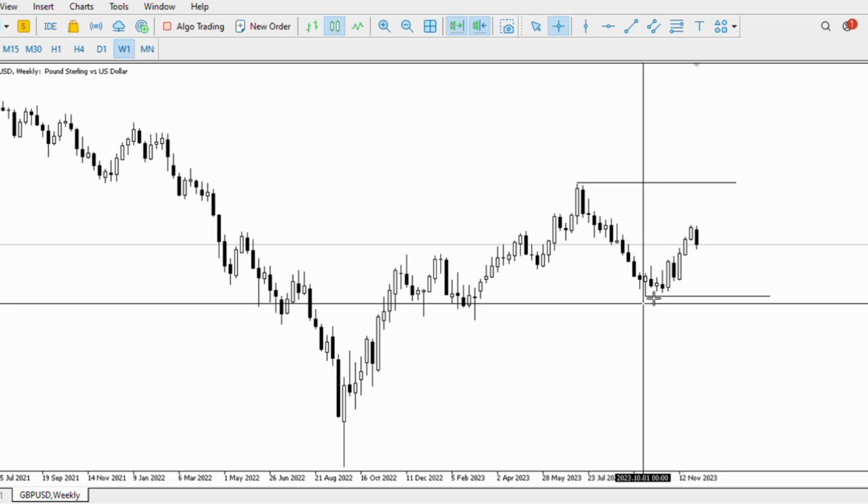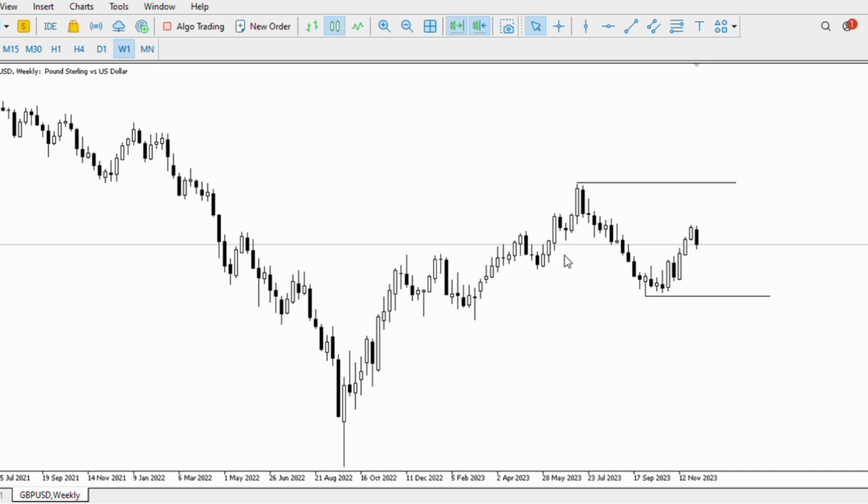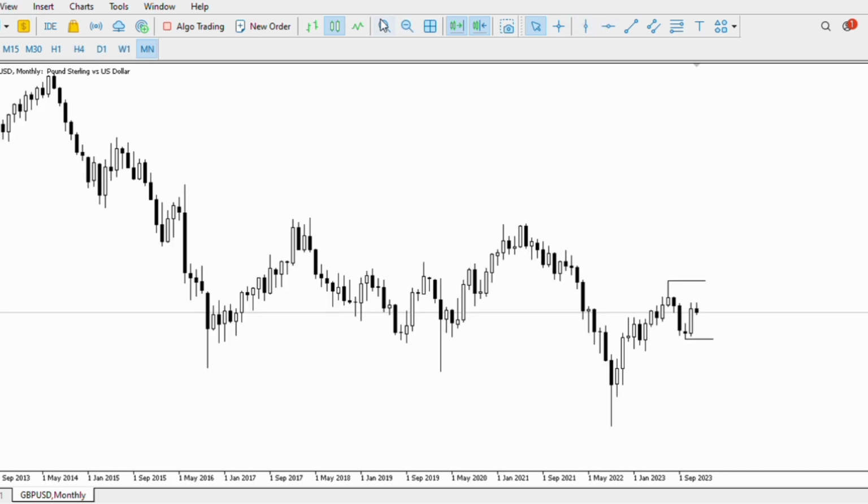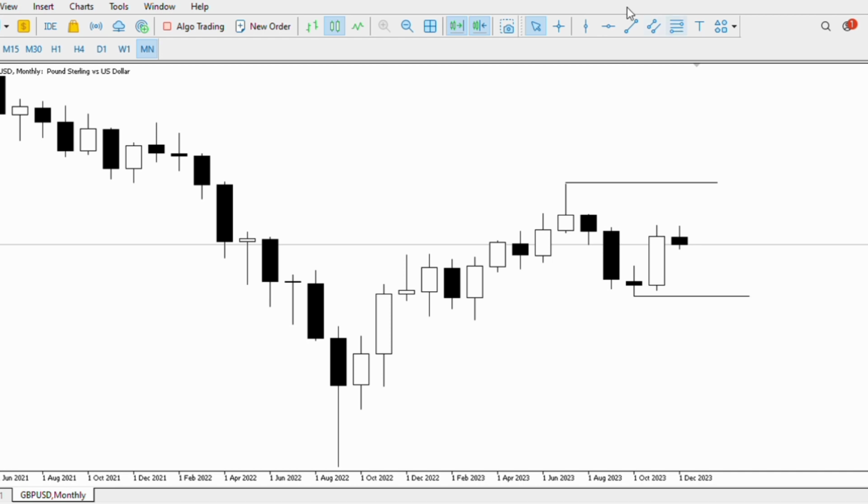But what I want you to also take note of is, I'm going to go back to the monthly time frame. I want you to also take note of this high right here. Now this fair value gap is valid. I'm just going to draw it a little bit higher. So the high right here is 1.2847. Let me make the line a little bit straight. 1.28407.